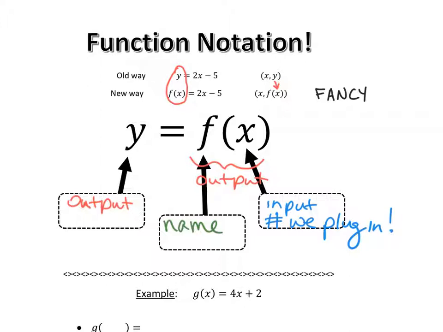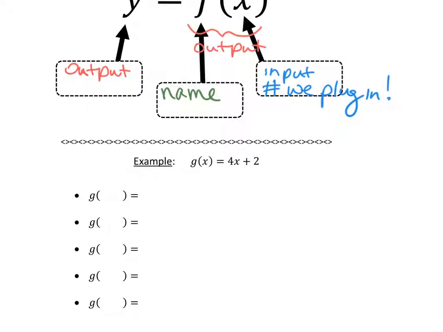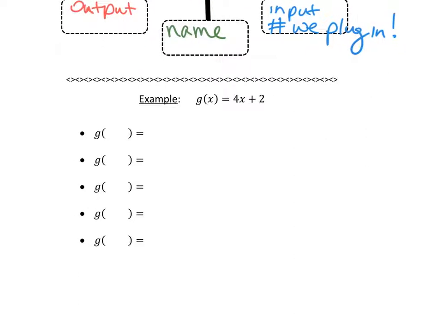The gist of function notation that we're going to be worried about today is being able to rewrite or evaluate functions expressed in function notation. So for example, let's say that my function is g of x. Its name is g. Its variable is x. And it's equal to 4x plus 2. Whatever is in those parentheses is what I'm plugging in for x.